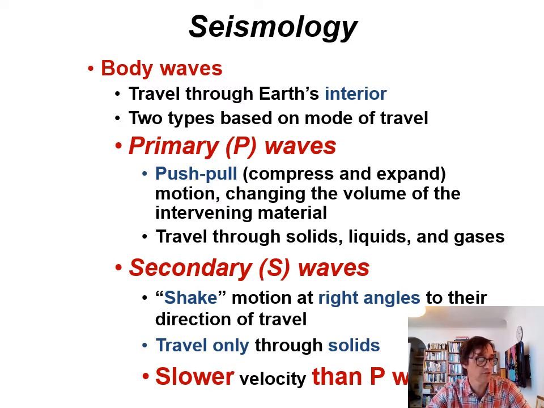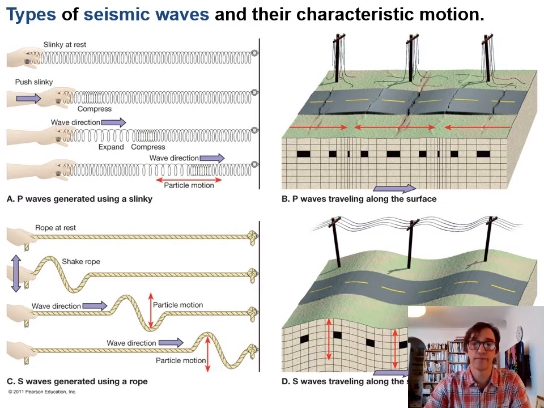The key thing is secondary waves travel through solids only, and secondary waves have a slower velocity than the P waves. So the key thing to remember is the P waves are the fastest seismic waves. The P waves have the highest velocity. That's key. Second, in terms of velocity, are the S waves. And third, the slowest, are the surface waves. So the quickest are the P waves, then the S waves follow behind, and then gradually the surface waves trail behind those.